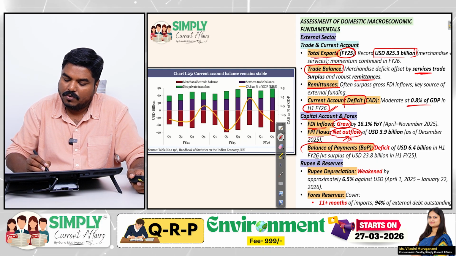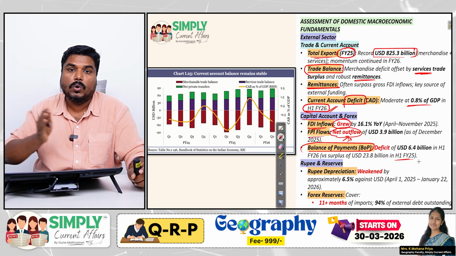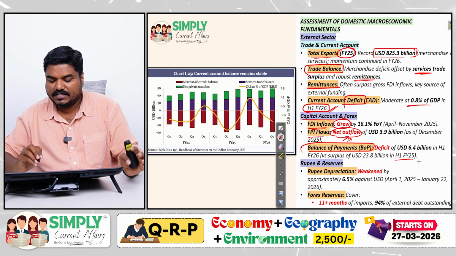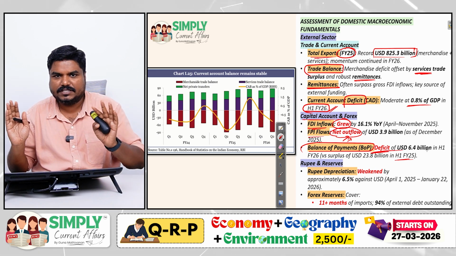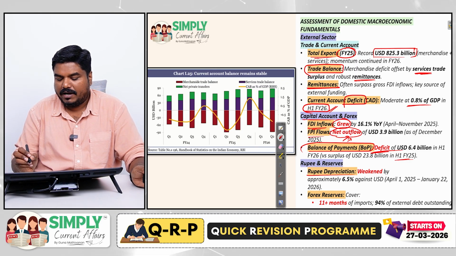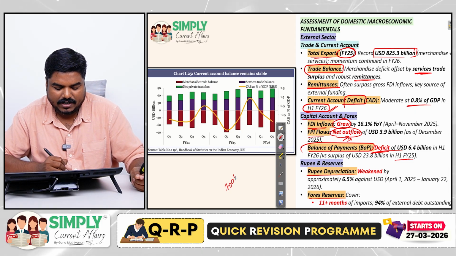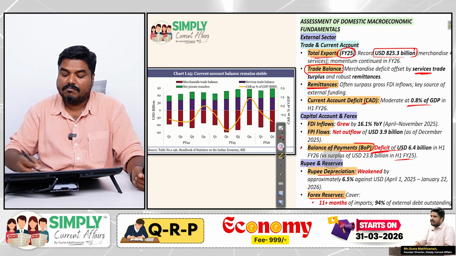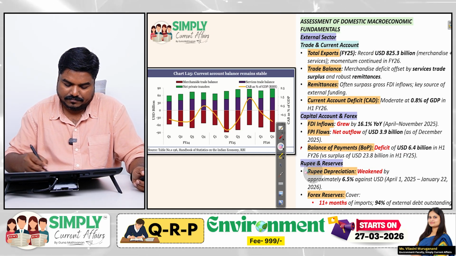Balance of payment as a whole for the first half of the financial year, that is current account plus capital account, is not favorable. We are facing a deficit, but at the end of the year we can manage it. The rupee, we know, is getting weakened day by day, and forex reserve, we have more than $700 billion of forex reserve, and that is sufficient to cover our imports for almost 11 months. Okay.